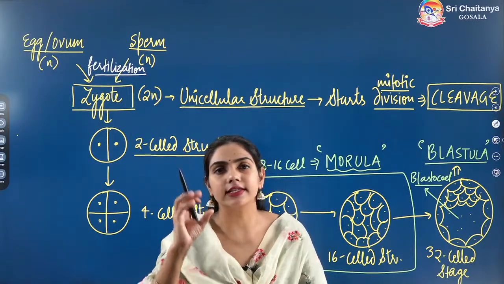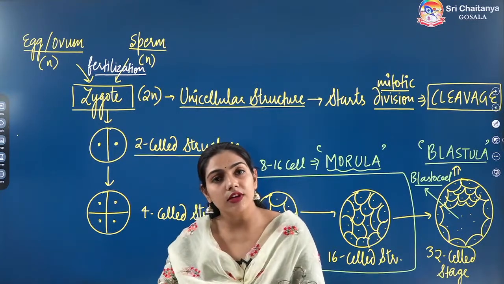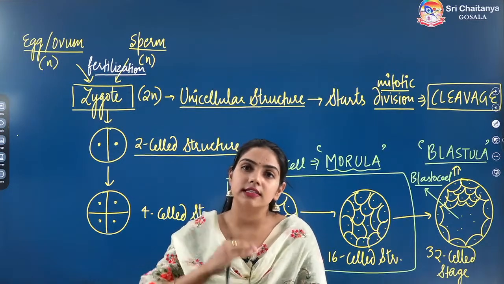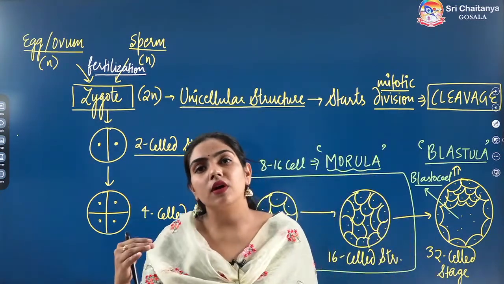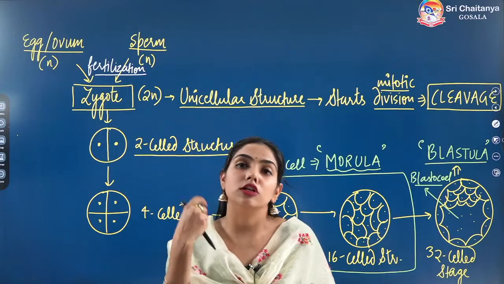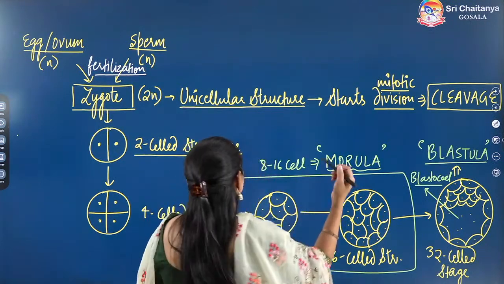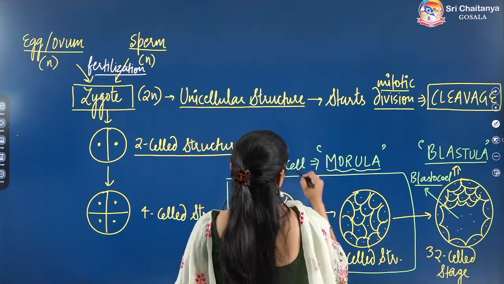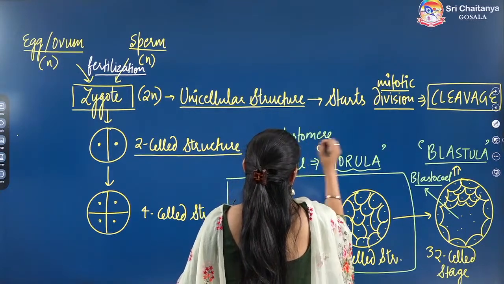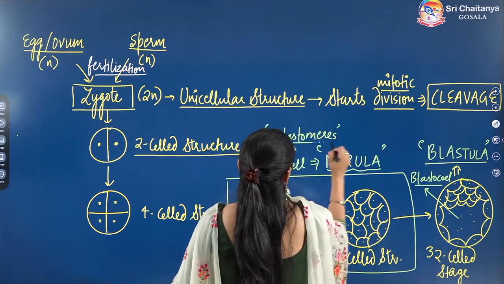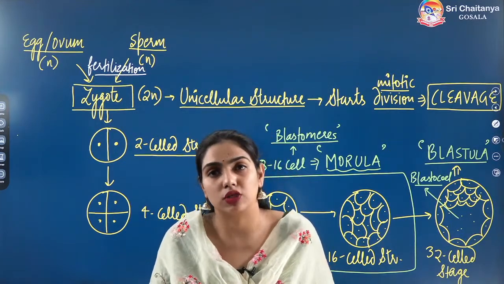So the zygote is a single cell structure, then by cleavage it will convert into a 2 cell structure, then further cleavage will happen, then 4 cells, 8 cells, 16 cells. You will see that the number of cells is increasing, and all these cells can also be called blastomeres, everyone. So the morula has how many blastomeres? 8 to 16 blastomeres. The blastula has 32 blastomeres, right.